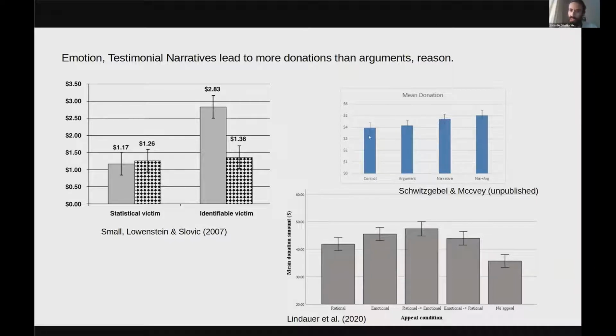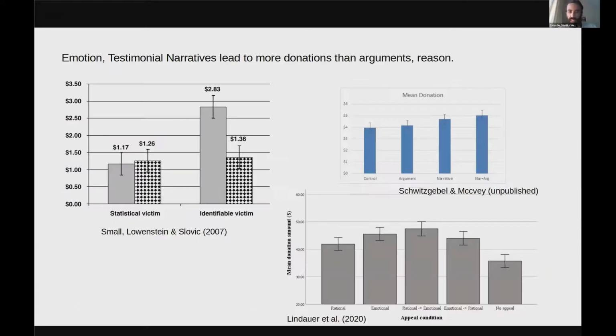But you can see here, in this one by Schwitzgebel, that the argument and the control group are basically the same, so there's no effect on donation. The narrative fares better. In other studies, there is a difference between the control and the rational conditions, but once again, the narratives usually fare much better. So we were willing to see that.